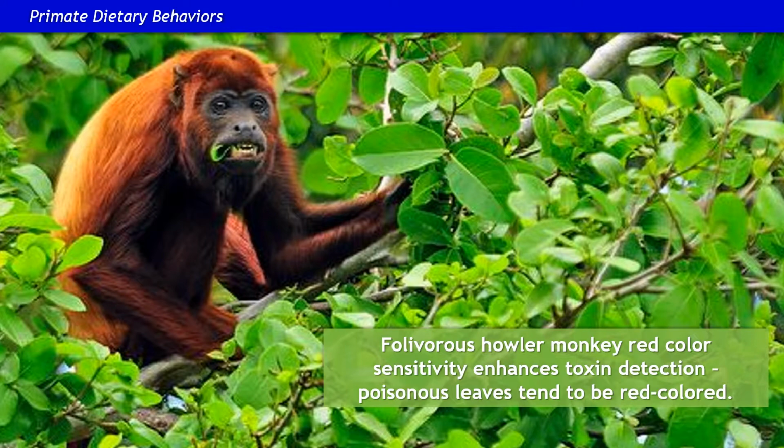Folivorous howler monkey red color sensitivity enhances toxin detection. Poisonous leaves tend to be red in coloration. Think of poison ivy or poison oak. We all know, stay away when they're red. Stay away in general, but particularly when they're red.